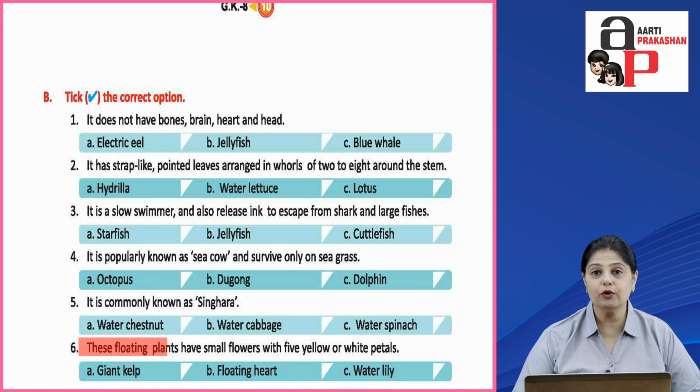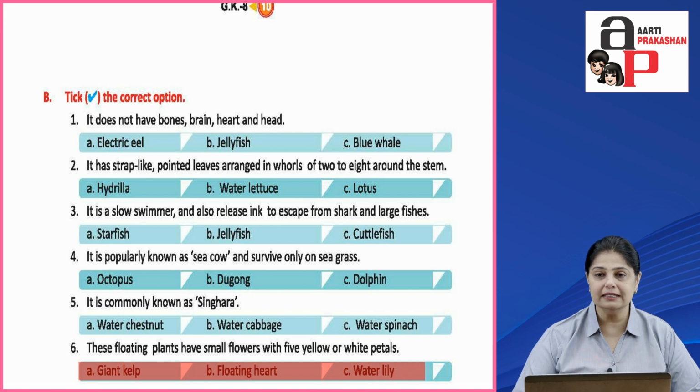Now, these floating plants have small flowers with 5 yellow or white petals. Is it a giant kelp? Is it a floating heart, or is it sea water lily? And the right answer is, it is a floating heart.